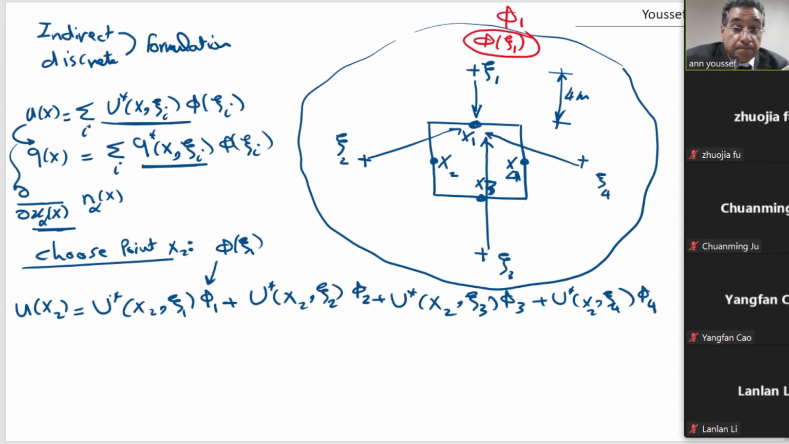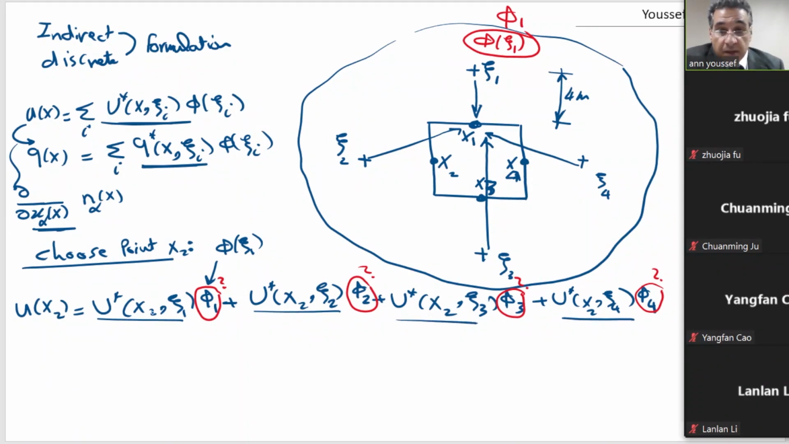Let us see in this equation where the unknowns are and where the knowns are. Until now, I knew very well that these phi's are unknowns. So phi1, phi2, phi3, phi4 are unknowns. All of these phi's are unknowns. The values of the fundamental solution itself are known. All of these values are known.